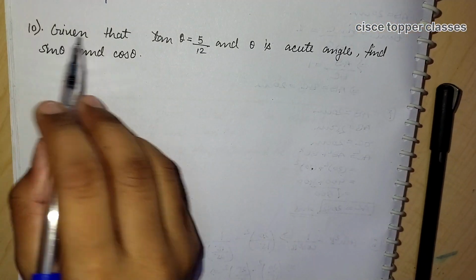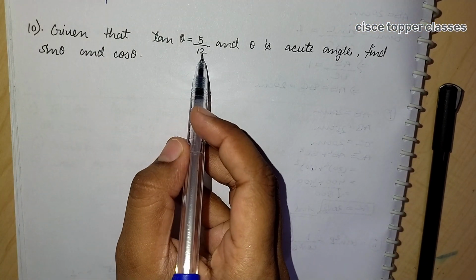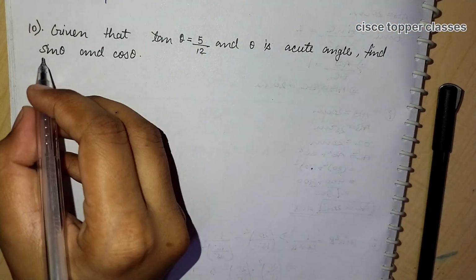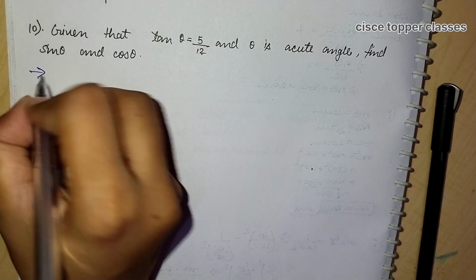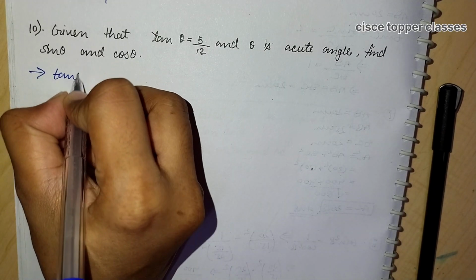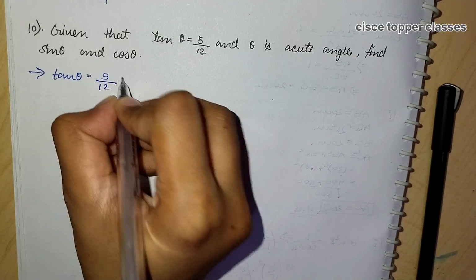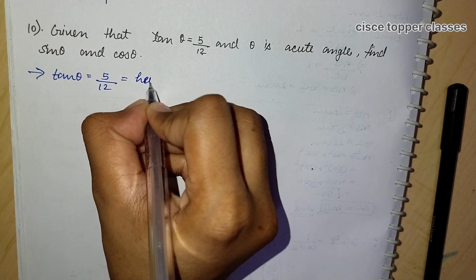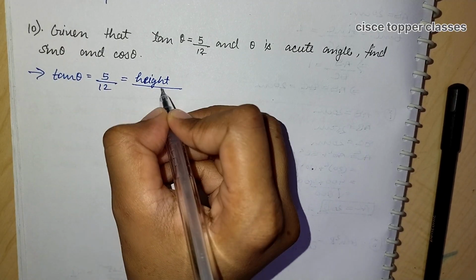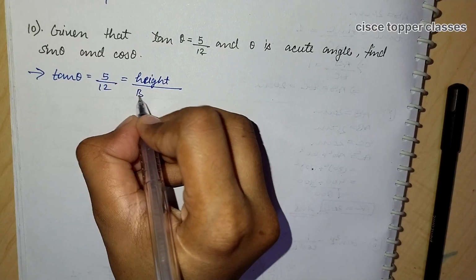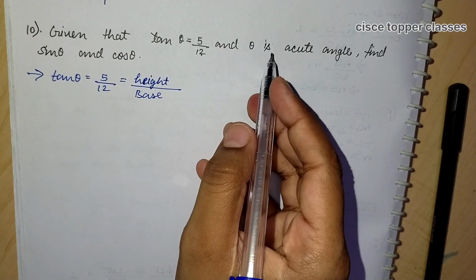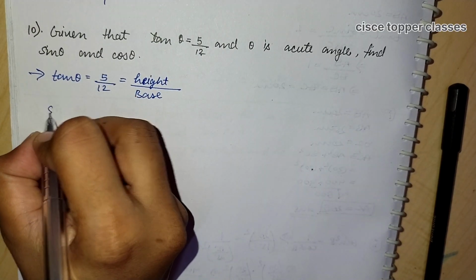Let us solve your 10th question. Given that tan theta is equal to 5 by 12 and theta is acute angle, then find sin theta and cos theta. So here tan theta is given to us as 5 by 12. So here we can write this is height by base. Now if theta is acute angle, then find sine theta.